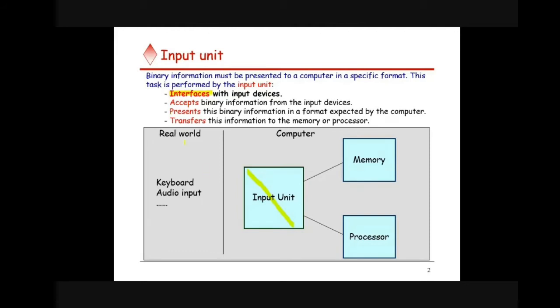So with common sense you can write: accept binary information from the input device, present this binary information in the format expected by the computer, and transfer this information from the input device to either memory or processor. These three points you should write with respect to the input unit. Accept the binary input and store that input in either memory or processor, and convert the data format of the input device to the machine understandable format, or the format your computer is expecting.